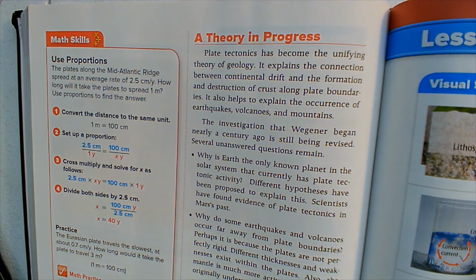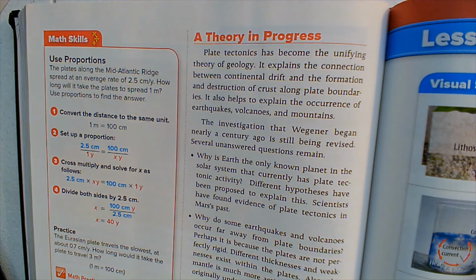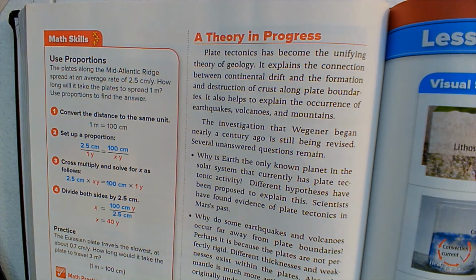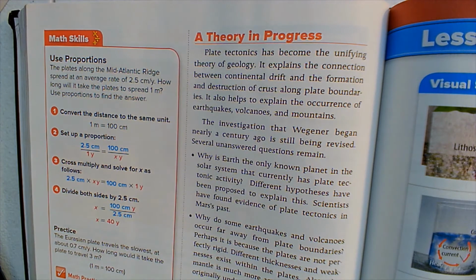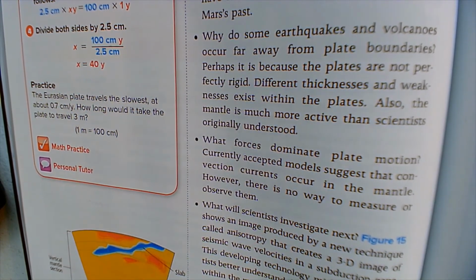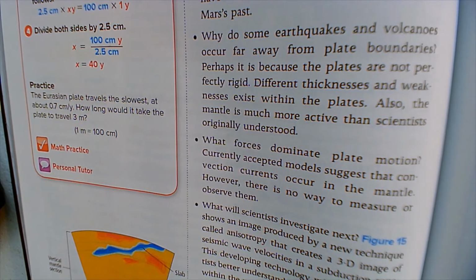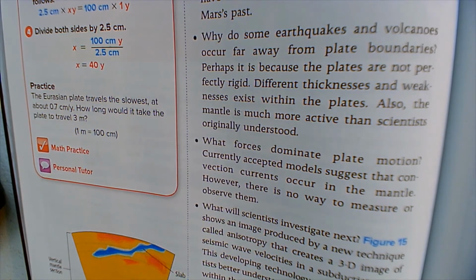Several unanswered questions remain. Why is Earth the only known planet in the solar system that currently has plate tectonic activity? Different hypotheses have been proposed to explain this. Scientists have found evidence of plate tectonics in Mars's past. Second question, why do some earthquakes and volcanoes occur far away from plate boundaries? Perhaps it is because the plates are not perfectly rigid. Different thicknesses and weaknesses exist within the plates. Also, the mantle is much more active than scientists originally understood.